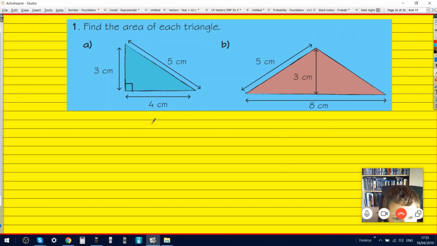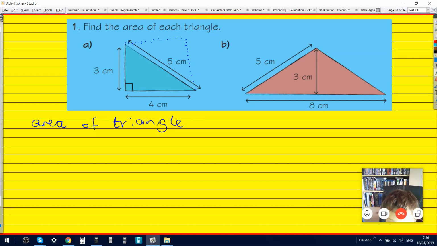How about the area of this triangle? Okay, so what I've noticed is that it's got a right angle, of course. And for the area we need to times the base and the height. So 4 times 3 is 12. Is that the area? Well, how much of a rectangle is a triangle? It's half of it. So we need to half 12. And half of 12 is 6 centimeters. And so the area of this one is 6.